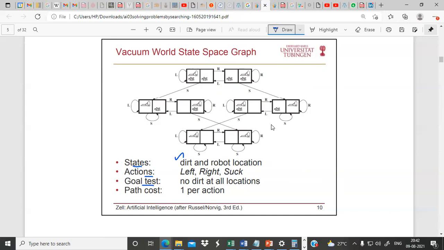Goal test: there should not be any dirt in any location. What is the path cost? One per action. That is, if it sucks one time, the cost is one.